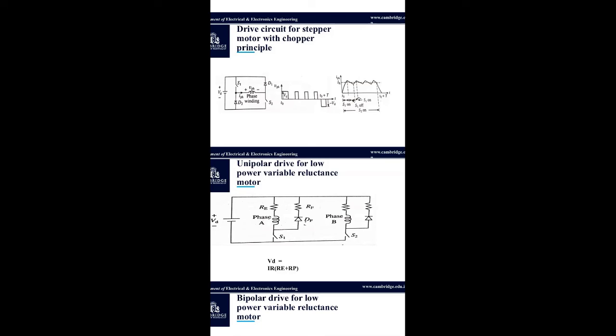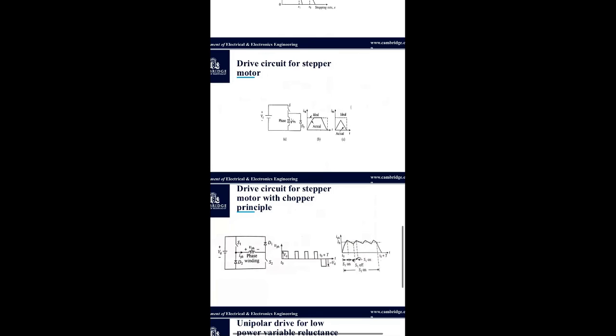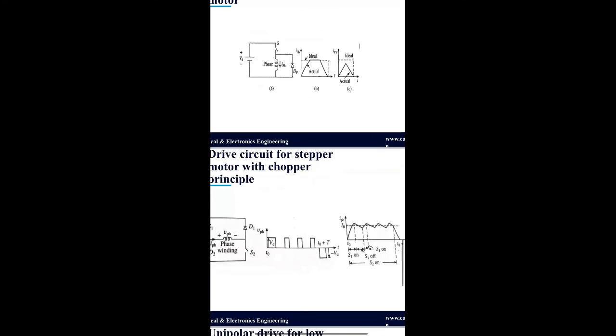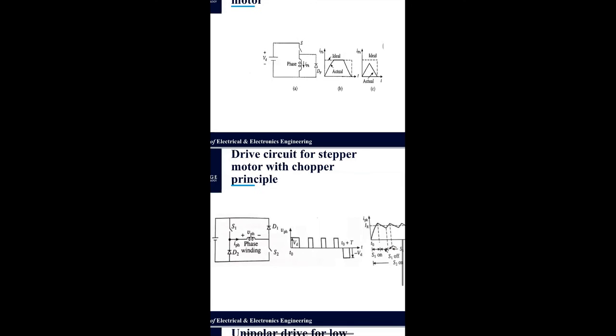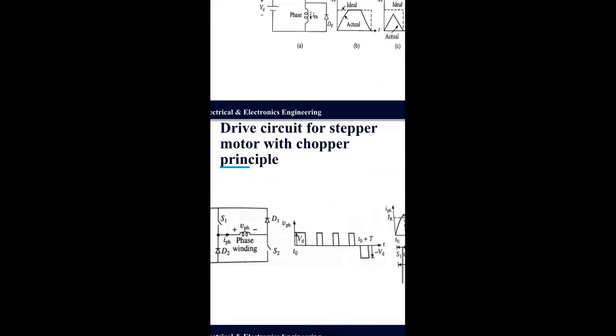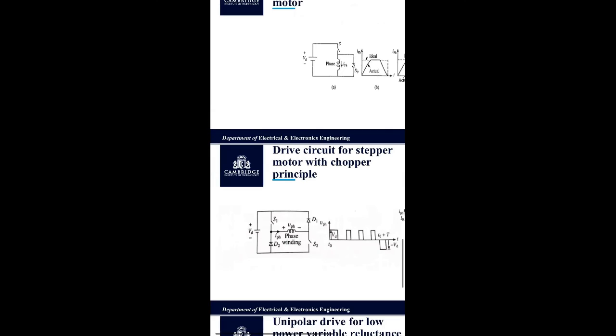The circuit shown in the first figure is for only one phase. Each phase will employ a similar circuit. The DC source voltage can be much larger than in the earlier drive circuit. To energize the phase, as you can see in this figure, semiconductor switches S1 and S2 are closed at time t equal to 0. In the second figure, you can see the waveform.